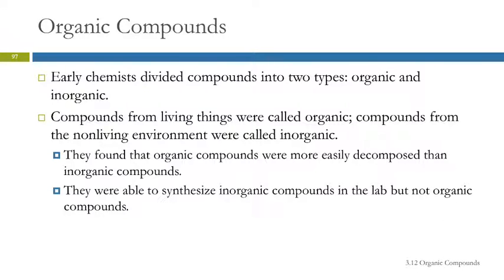Organic compounds. Chemists use the word organic differently than the people who run supermarkets. Originally, chemists divided compounds into two broad categories: organic, meaning it came from living organisms, and inorganic, meaning they came from the non-living environment. Organic compounds were much easier to decompose. You can burn them. They'll come apart more easily.